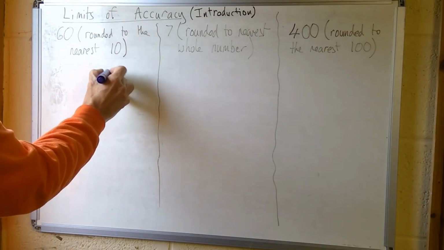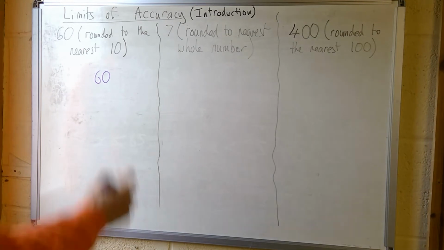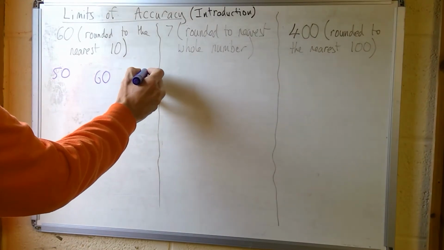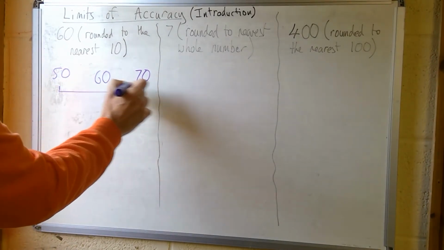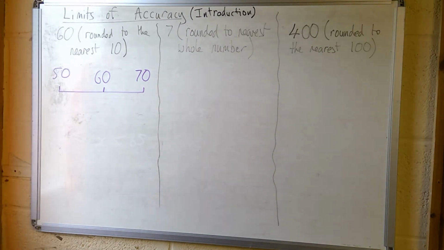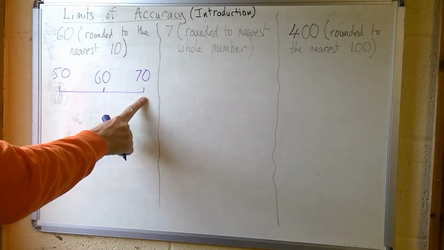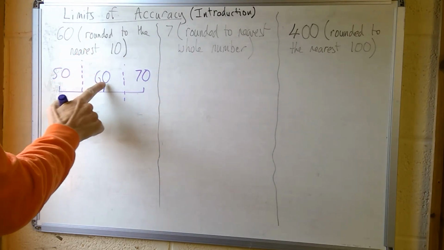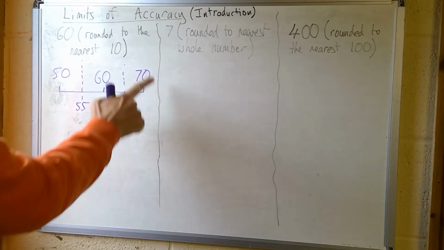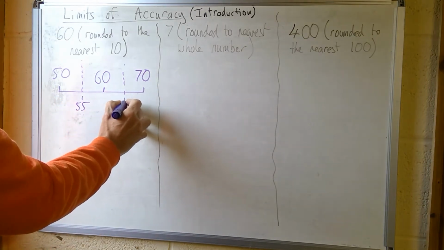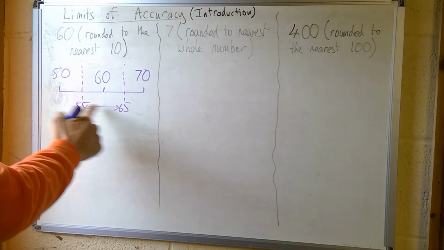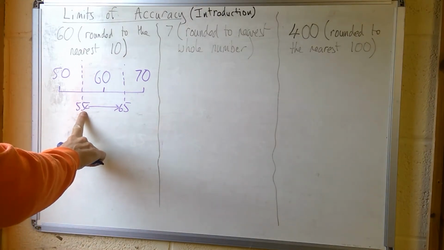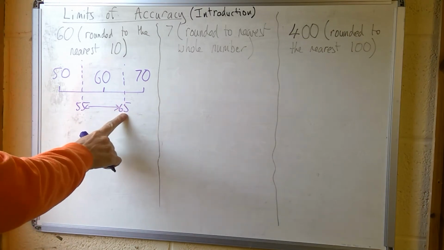So if this number has been rounded to the nearest 10 and it's 60, the previous number it could have been rounded to is 50, 10 less. And the next one up would be 70, 10 more. So whatever our number is, it's fair to say that it was nearer to 60 than it was to 50 or 70. So if I find out where the halfway point is, halfway between 50 and 60 is 55, halfway between 60 and 70 is 65, we can say for certain that our number must be in this range here. So it must have been greater than or equal to 55 to round to 60, or less than 65.